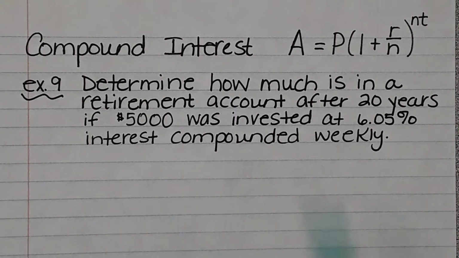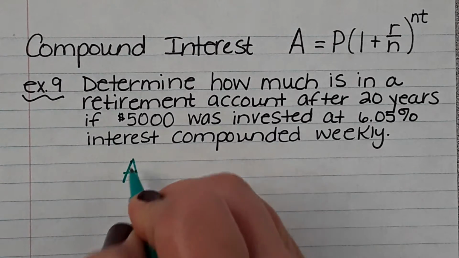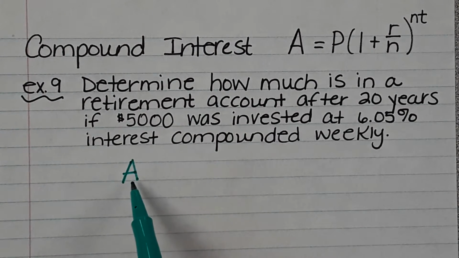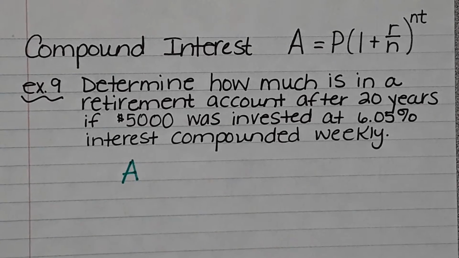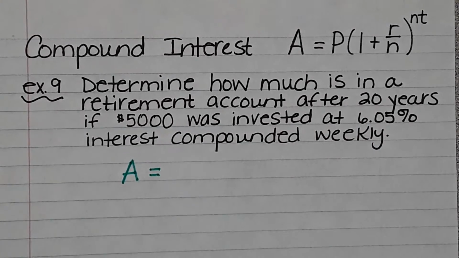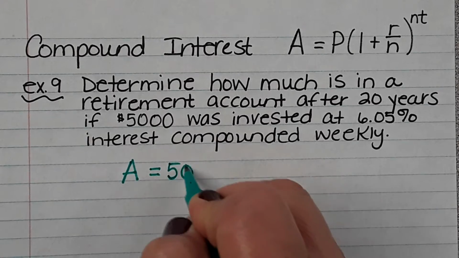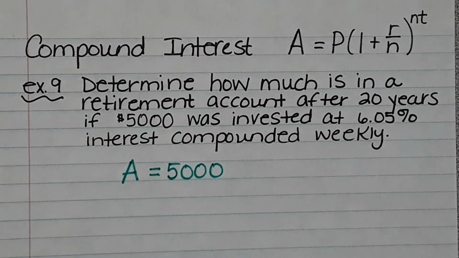So there's different types of compounding. You could compound it daily, monthly, weekly, or quarterly. It just changes. So we're going to start with A because it says determine how much is in the account. So A is how much is in the account. P, so how much are we putting into this account on day one? $5,000. So that's how much we're putting in.